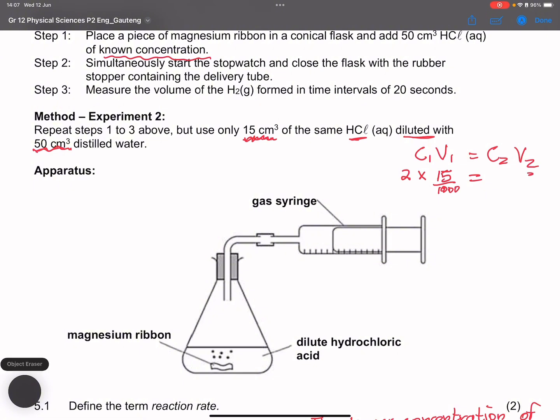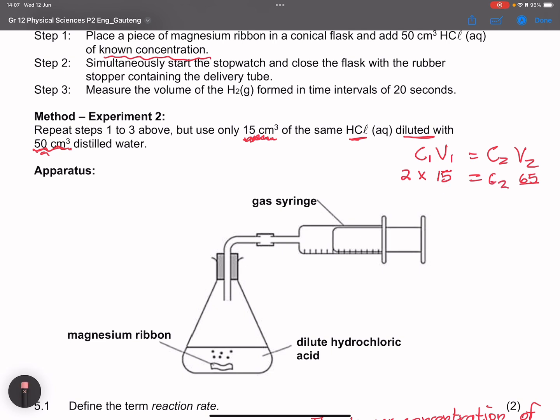Okay, so you'll see that concentration 2, which is what we're looking for. Now the volume, in this case, we added 50 cubic centimeters to the 15. So we now have 65. If you want to, you can divide by 1,000, but as I said, it's not really going to make a significant difference. So I'm just going to keep it as 65. And I'm going to keep this as 16.